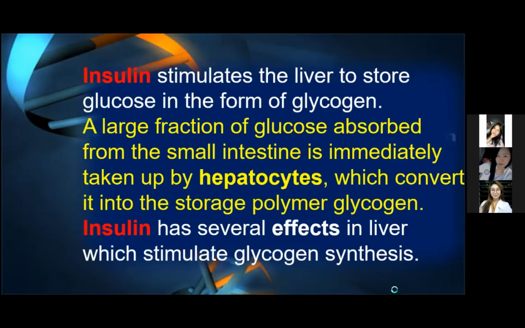So how does insulin affect the liver? Insulin stimulates the liver to store glucose in the form of glycogen. A large fraction of glucose absorbed from the small intestine is immediately taken up by hepatocytes, which convert it into the storage polymer glycogen. Insulin has several effects in the liver, which stimulates glycogen synthesis.